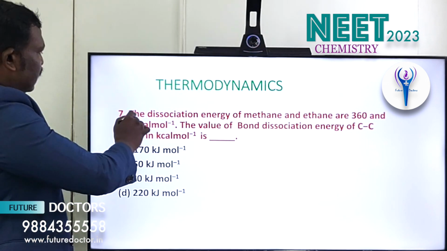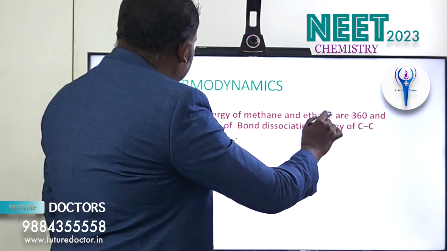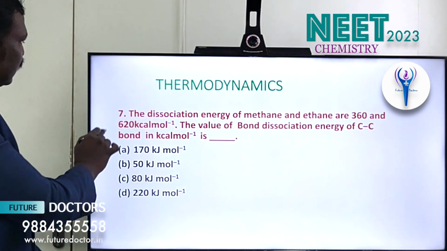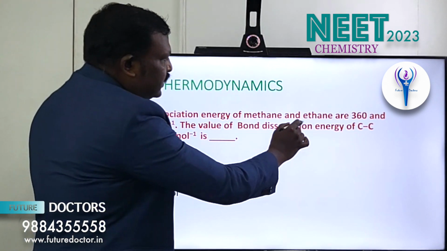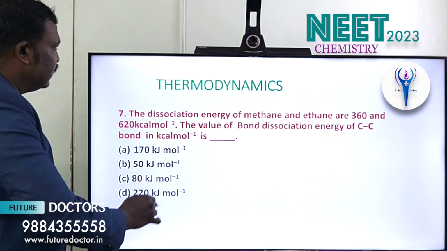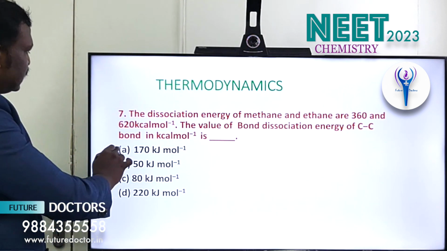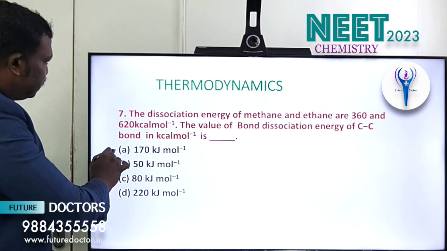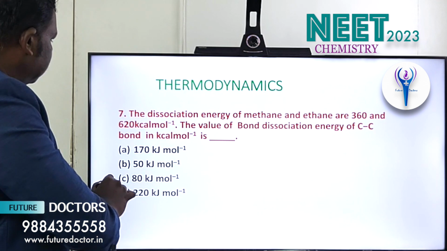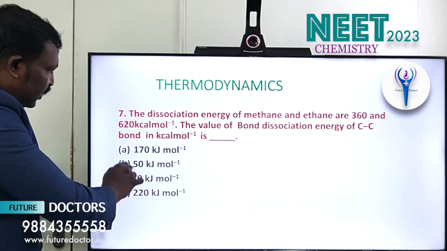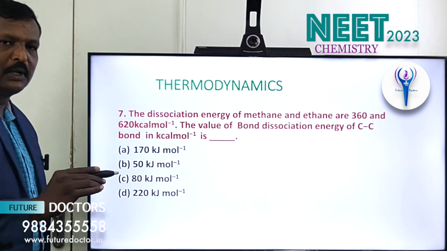The last question, the dissociation energies of methane and ethane are 360 and 620 kilocalories per mole. The value of bond dissociation energy of the C-C bond in kilocalories is option A, 170 kilojoule per mole. Option B, 50 kilojoule per mole. Option C, 80 kilojoule per mole. Option D, 220 kilojoule per mole.